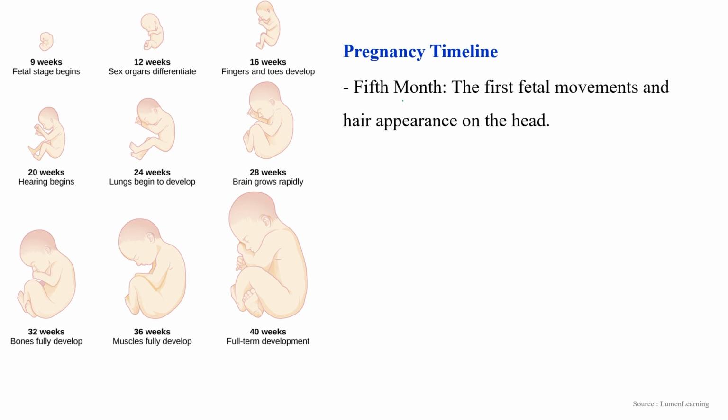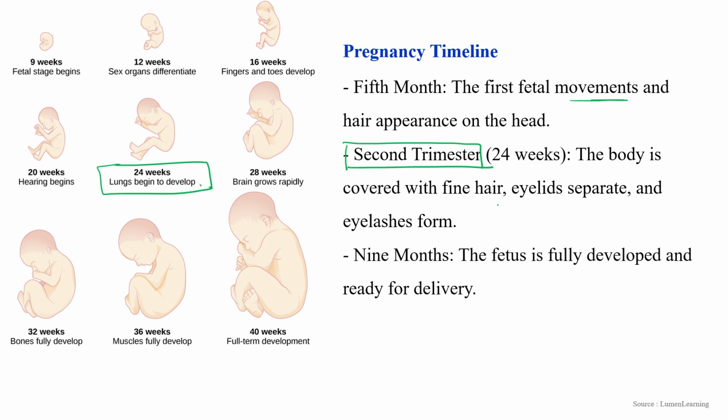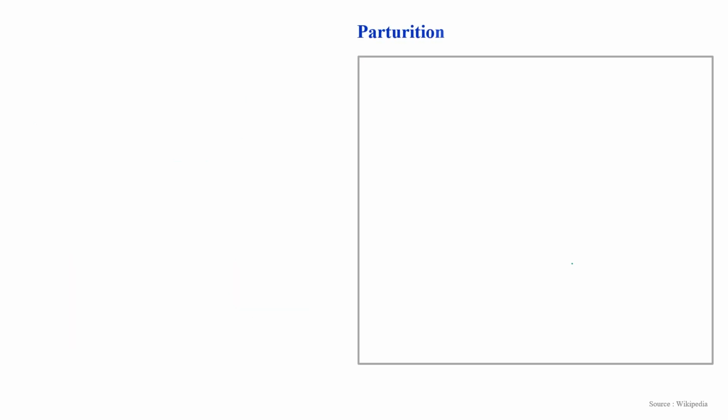In the fifth month, first fetal movement and hair appearance occur. In the second trimester, meaning 24 weeks, at this stage the body is covered with fine hair, eyelids separate out, and eyelashes form. And in the 9th month, the fetus is fully developed and ready for delivery.